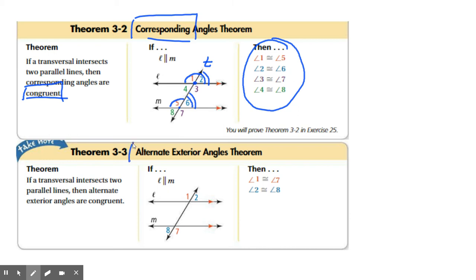And then last but not least is alternate exterior angles. So if lines are parallel, alternate exterior angles are congruent. So again, here's my transversal. Alternate means one on the left, one on the right. But now we're in the exterior. We're here and here. Angle 1 is obtuse. It's going to be congruent to angle 7, the other obtuse. Angle 2 is acute. It'll be congruent to the other acute exterior angle, angle 8.